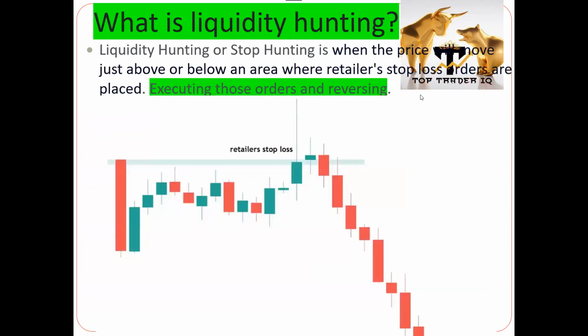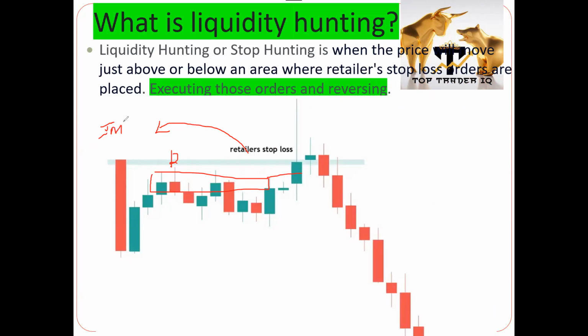So here, let me give a clear description of what a liquidity hunt is. Liquidity hunting, or you can call it stop hunting. This is when the price moves just above your resistance level. For example, if you take this as a resistance level, this is a liquidity level. You are waiting for the market to react at this level, but you won't get it. Why? Because you have an imbalance area here.